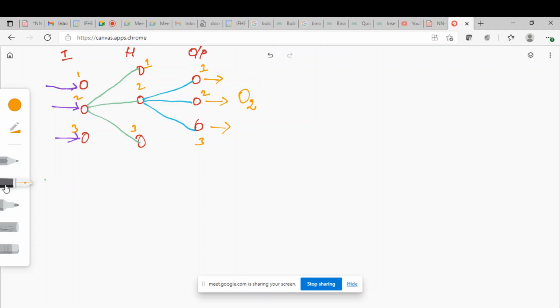Why are we calling it O2O? Because it is the output of the second neuron from the output layer. This O represents output. This O represents layer, which layer this neuron belongs to. Because we are using the same numbering, there is a second neuron in the hidden layer also, there is a second neuron in the input layer also, and every neuron in every layer has inputs and outputs. So this O2O says it is the output of the second neuron from the output layer.